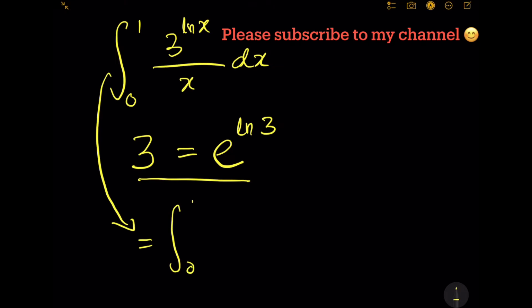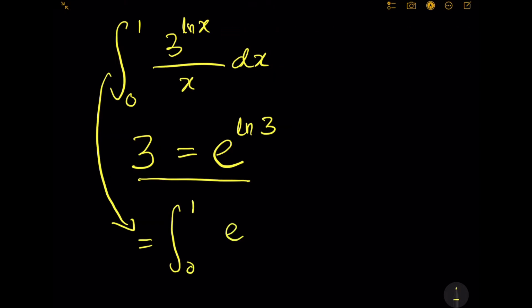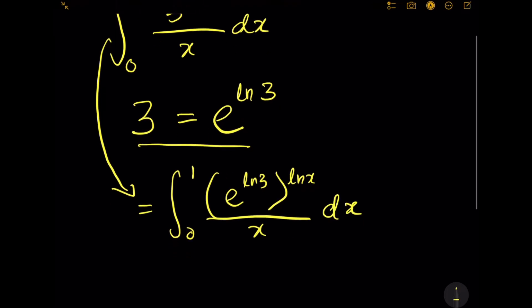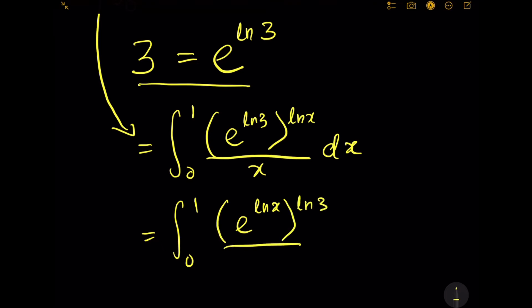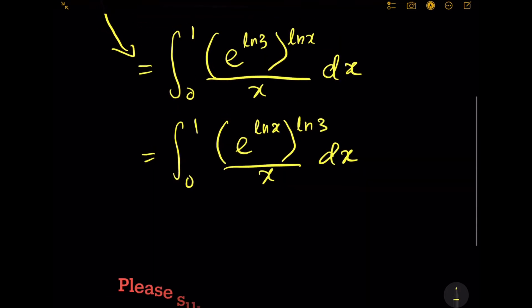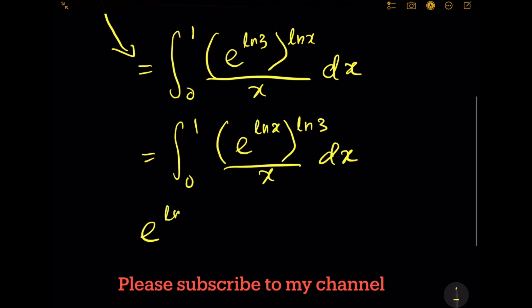integral from 0 to 1 of e to the power ln 3, and then to the power ln x, divided by x dx. If we rearrange, we get integral 0 to 1 of e to the power ln x, to the power ln 3, over x dx. There's good news here because e to the power ln x is actually x.